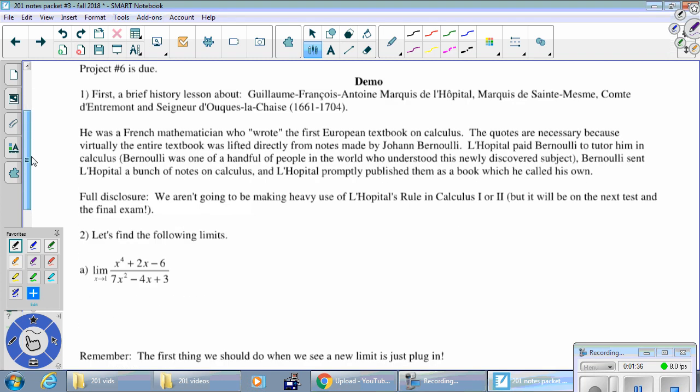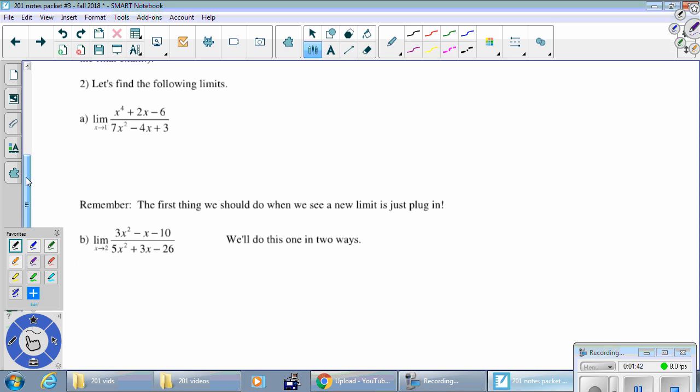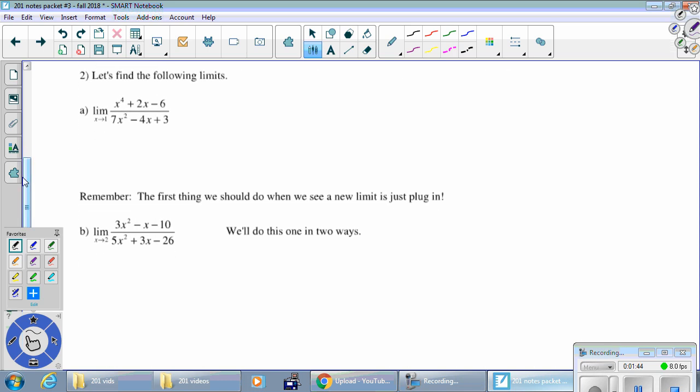Okay, full disclosure, we aren't going to be making heavy use of L'Hopital's rule in Calc 1 or 2, but it will be on the next test and the final exam. Let's find the following limits. First one is the limit as x approaches 1 of all this stuff.